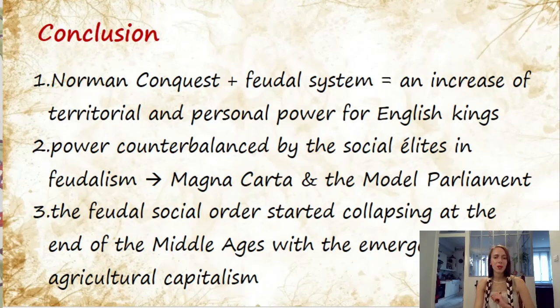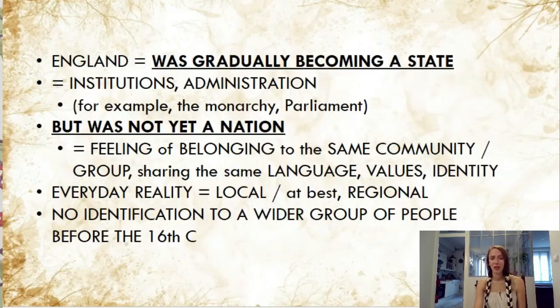But the feudal social order started collapsing at the end of the Middle Ages with the emergence of agricultural capitalism. England was gradually becoming a state with institutions, with an administration, as opposed, remember, to that fragmented reality of clans before the feudal system. So England was gradually becoming a state. For example, we see some of its institutions like monarchy, parliament, but that doesn't mean that it had become a nation.